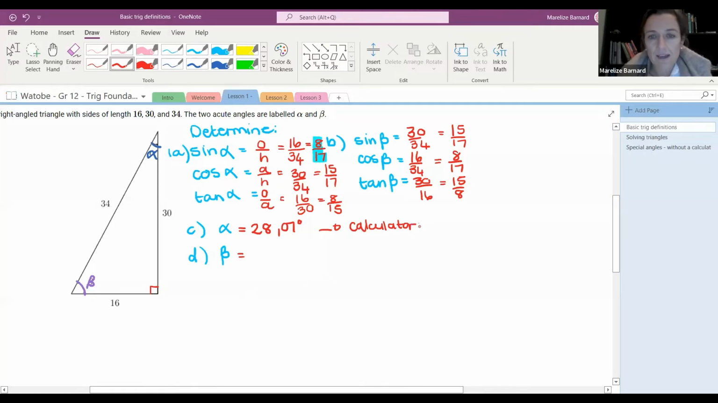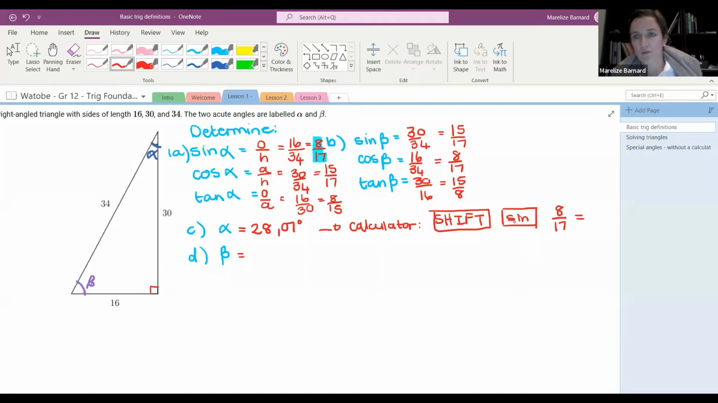Okay, so find on your calculator, you press shift. I'm going to write down the keys here. Shift. And if you want to use sine to work this out, which is what I did, you press shift sine, and then you punch in 8 as a fraction divided by 17 and equals. And that should give you 28.07. Thank you, ma'am. I'm glad you asked because it's super important that you know how your calculator works.